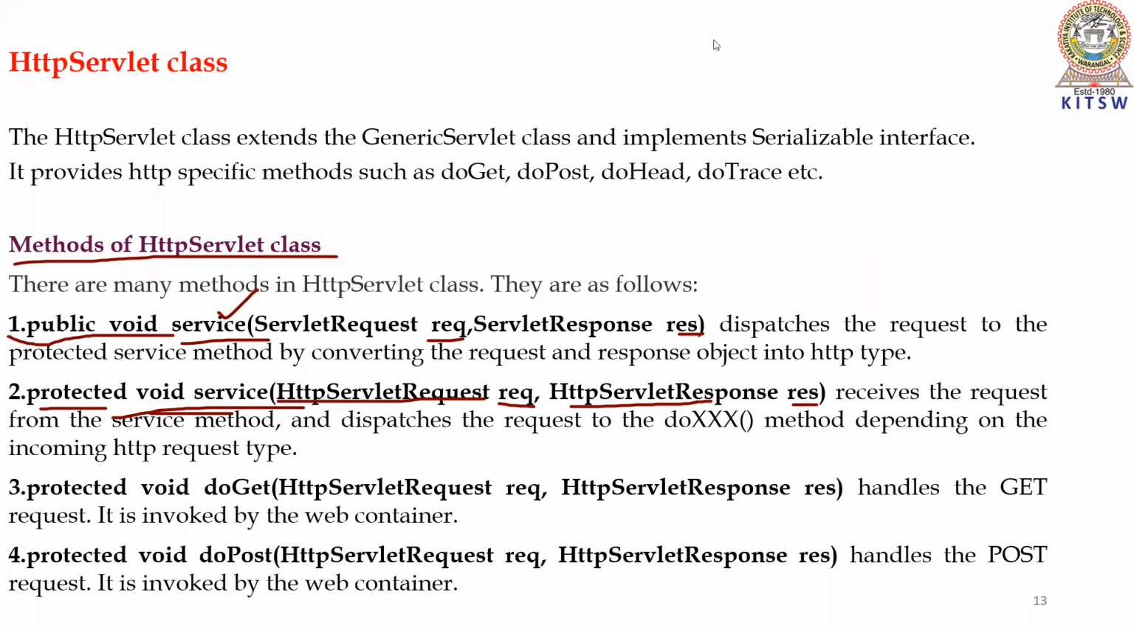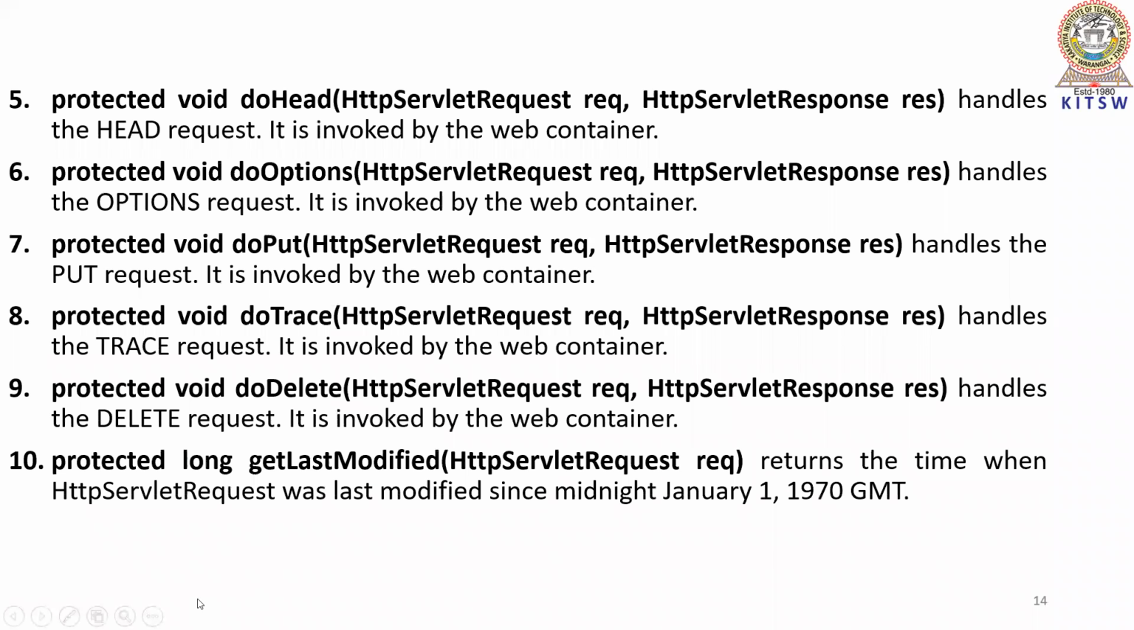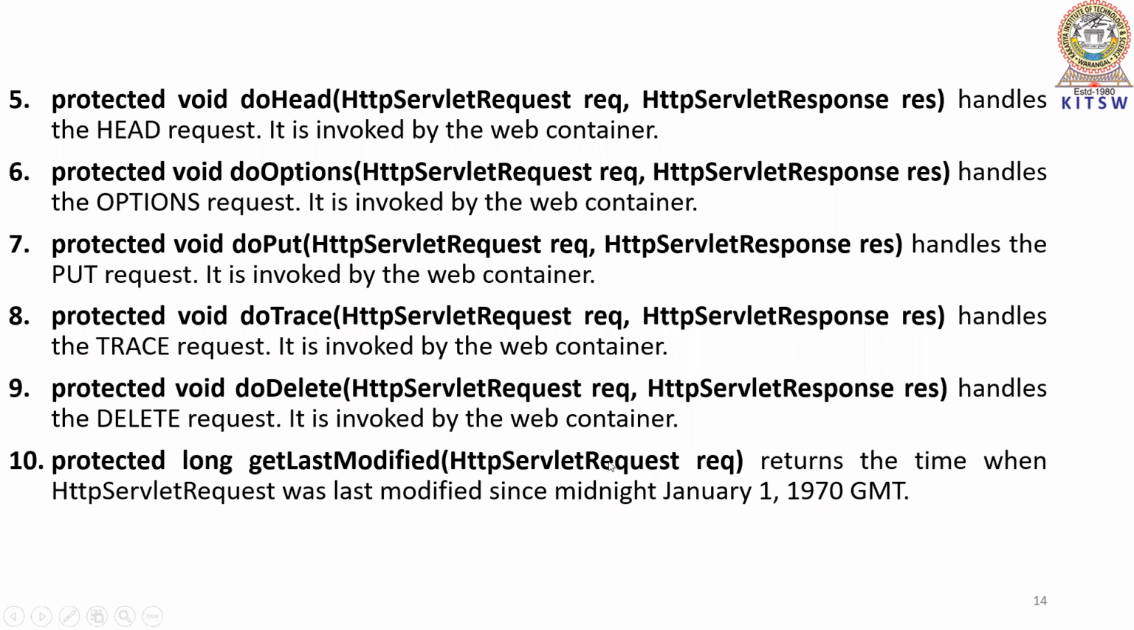Next, doHead. It handles the HEAD request. Again, it is invoked by the web container. Remember, all these methods present in this servlet class are invoked by the web container. Next one is doOptions. This method handles the OPTIONS request. doPut handles the PUT request.